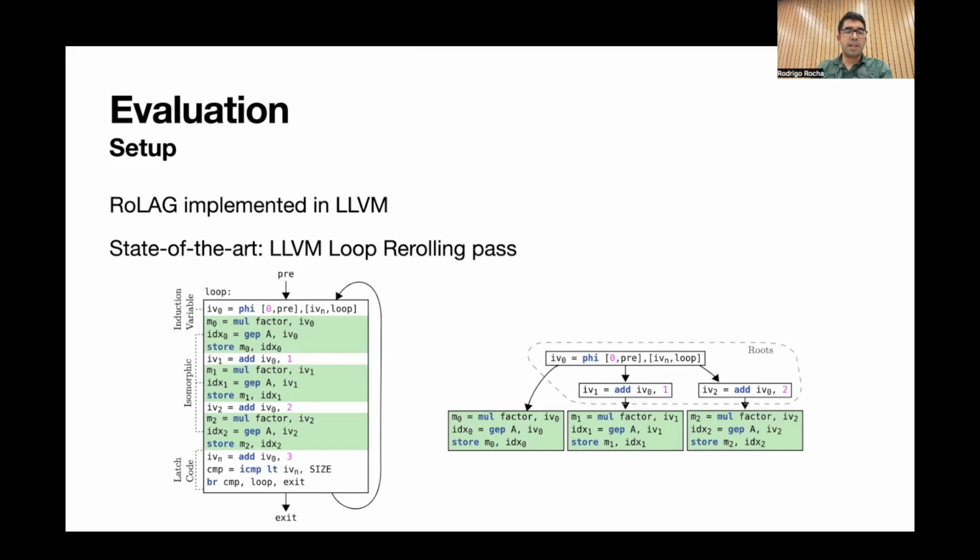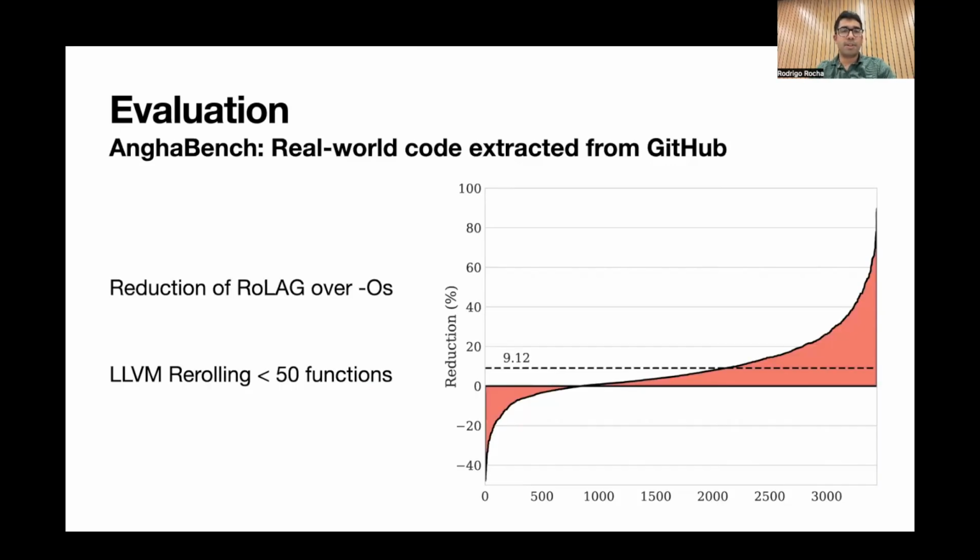Unlike this technique, our technique works in a bottom-up manner, and it identifies similarities in any straight-line code. The first benchmark that we evaluated is the AnghaBench, which contains a collection of real code extracted from popular GitHub repositories, such as the Linux kernel, the Postgres database, and so on. We measured the reduction of our technique over Os, which is shown in this graph. We're not including the loop re-rolling technique from LLVM because it only affects less than 50 functions, so it wouldn't be visible in this graph.